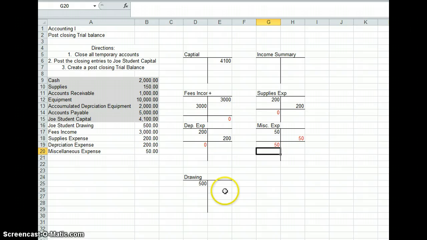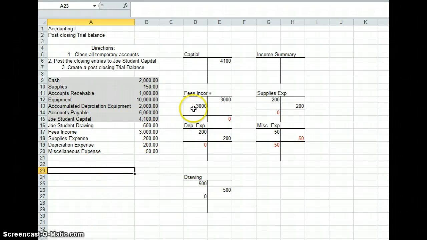And we do the same thing for drawing. Drawing has a normal debit balance. If I want the balance in this account to be zero, I need to credit drawing for $500. So I'm going to come over here, create some journal entries, and we'll see how that works.